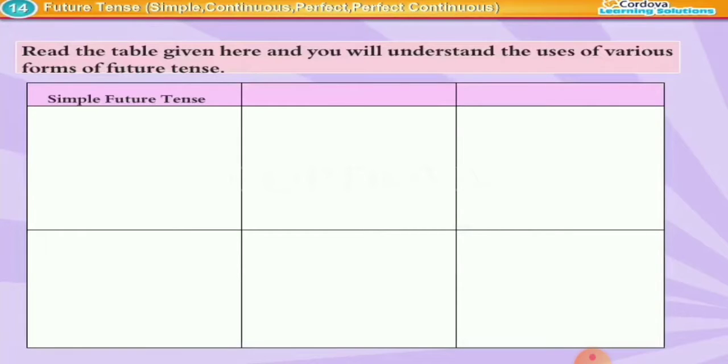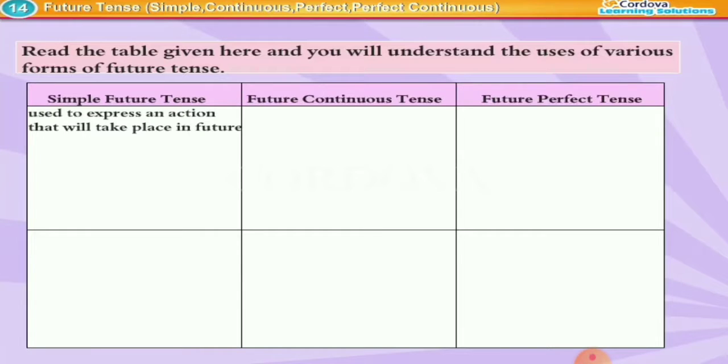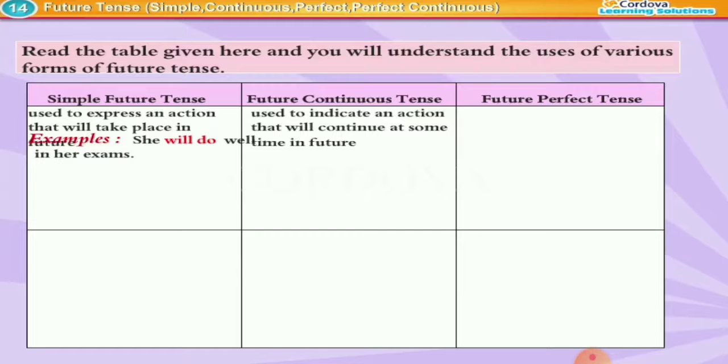Simple future tense, future continuous tense, future perfect tense. Used to express an action that will take place in future. Example: She will do well in her exams. Used to indicate an action that will continue at some time in future. Example: He and his friends will be presenting a play next week.